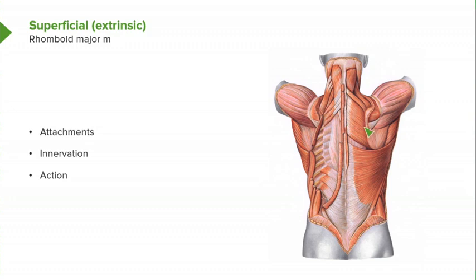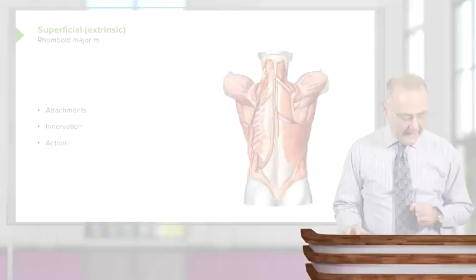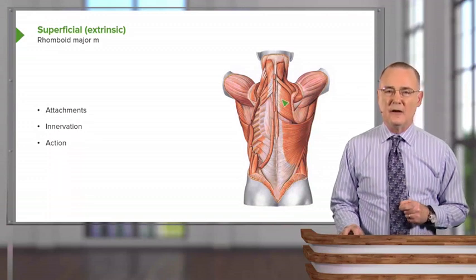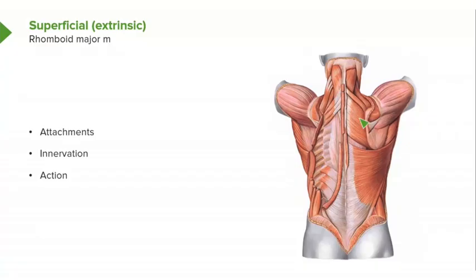The insertion is on the medial border of the scapula at the level of the spine down toward the inferior angle. The innervation of the rhomboid major is the dorsal scapular nerve, and the action or actions of this muscle would be adduction. It would pull the scapula in toward the midline, also known as retrusion, and because of the oblique course of these fibers, it can help to elevate or pull the scapula upwards.